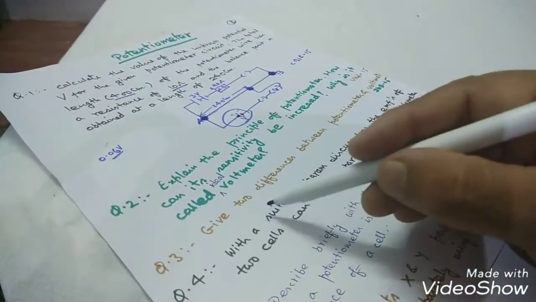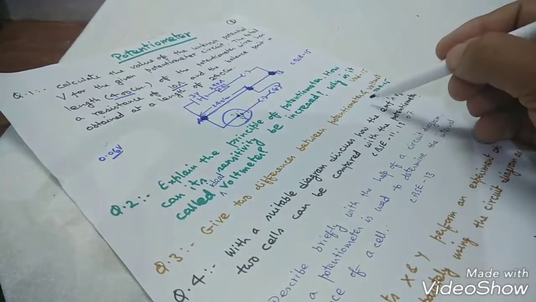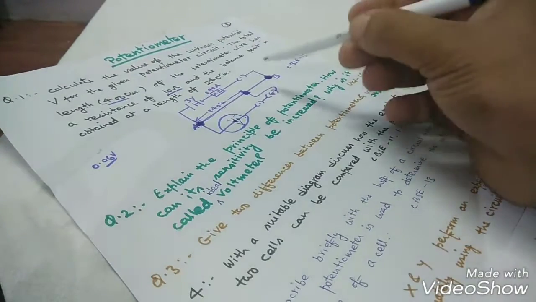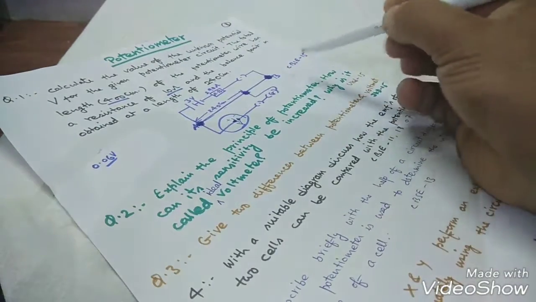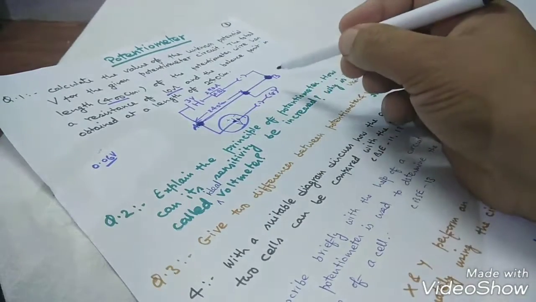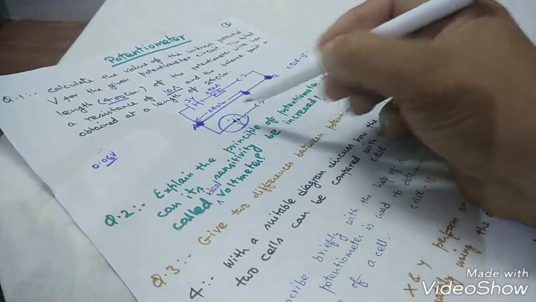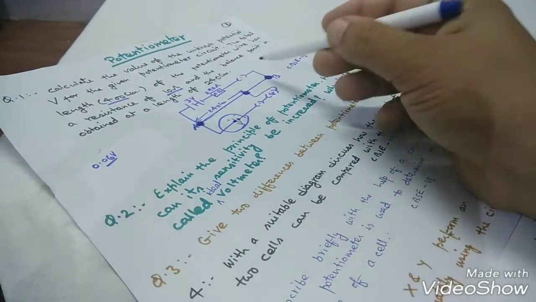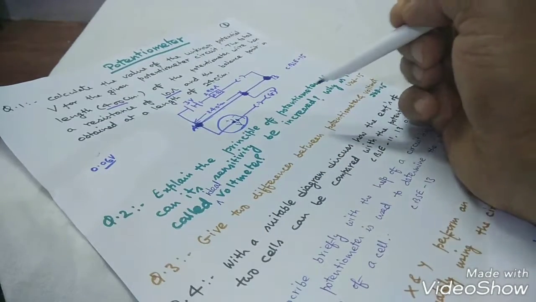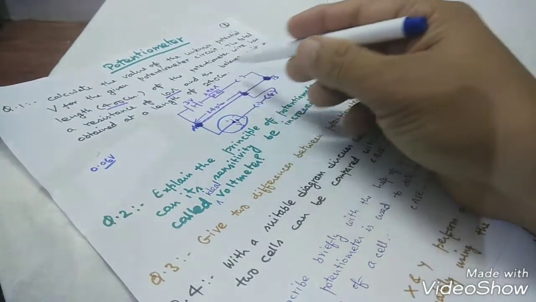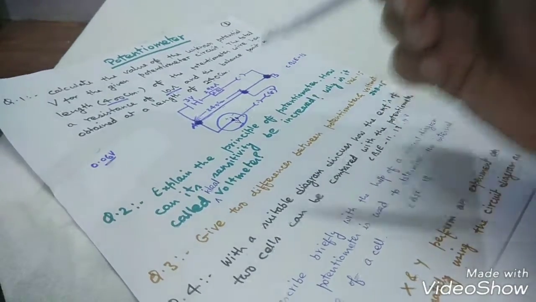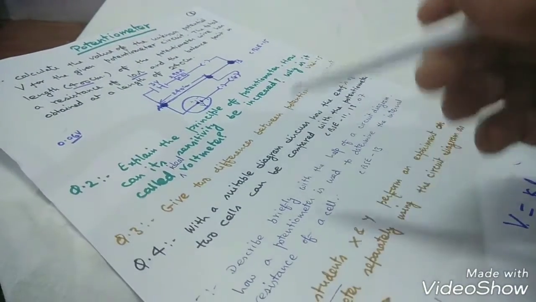Next question: give two differences between a potentiometer and a voltmeter. A number of differences are there. Number one, a potentiometer measures the potential difference exactly or accurately, but a voltmeter measures an approximate value. Number two, a potentiometer can measure the internal resistance of a cell and a voltmeter cannot. And a potentiometer is a bigger device and a voltmeter is a smaller device. A number of other differences you can also find.